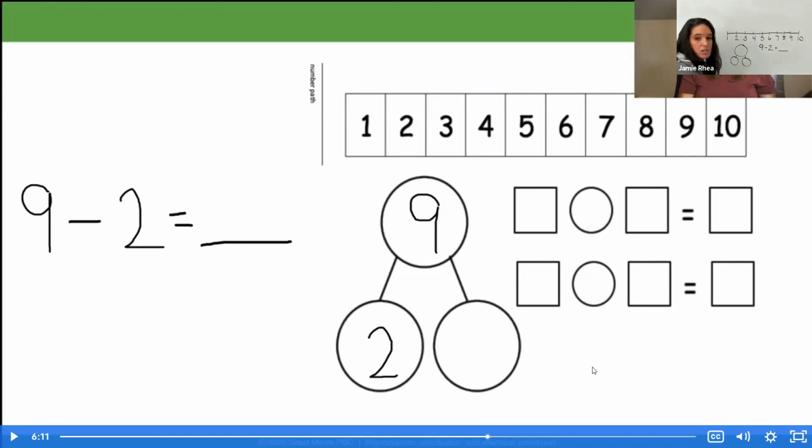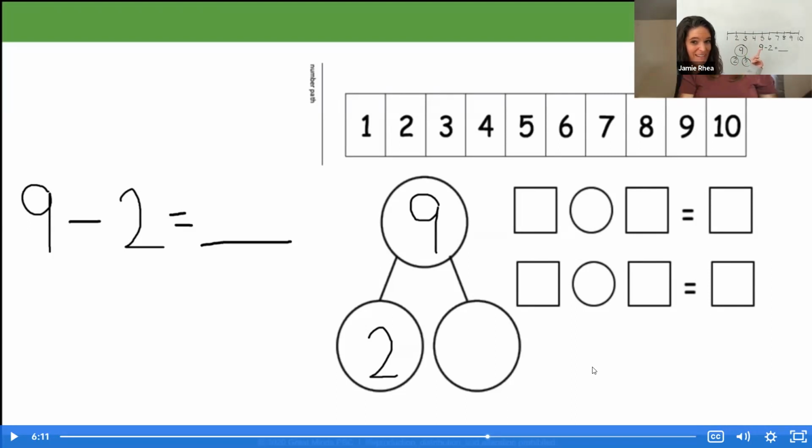9 in a subtraction sentence is the total. So we have to put our total here. 2 is our part. We know there's 2. So 9 is the total, 2 is the part. Okay, we still have to figure out what our mystery is. Now, can I solve that using my number path? Yeah. What am I gonna do?